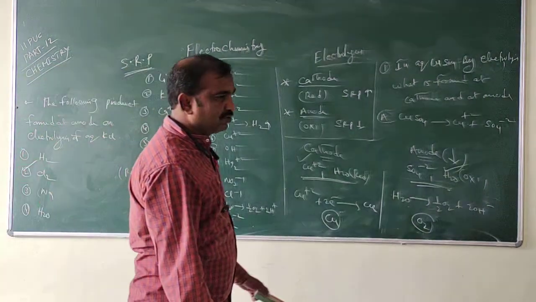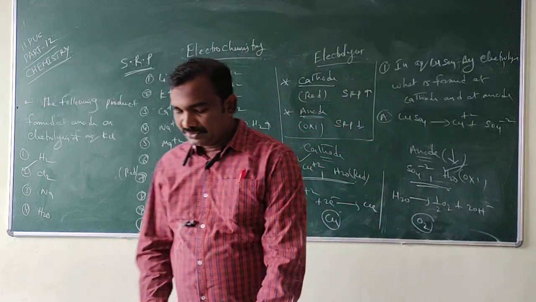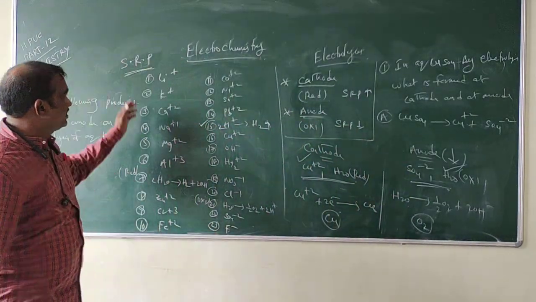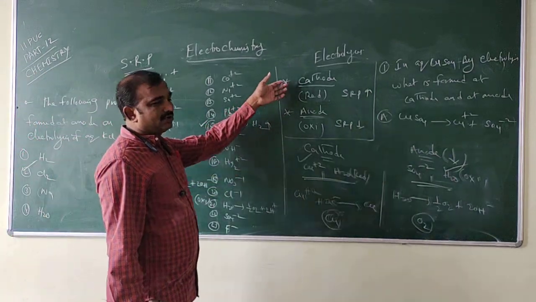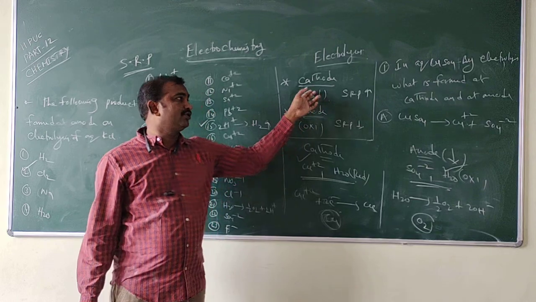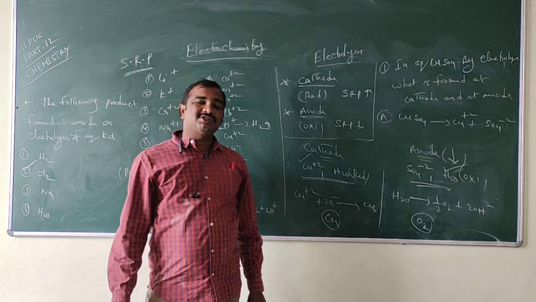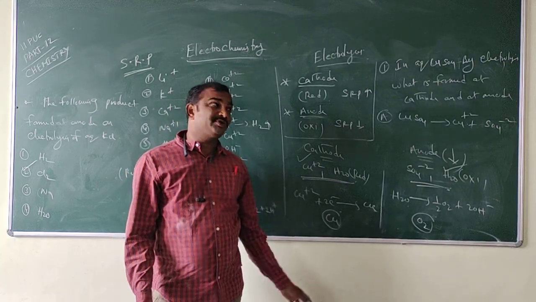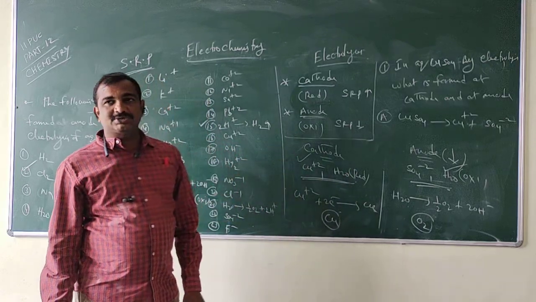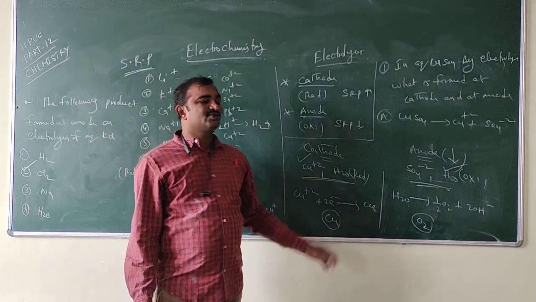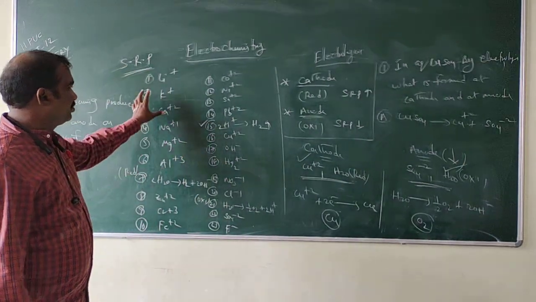So finally, on electrolysis of aqueous salts, what products are formed at cathode and what products are formed at anode? These questions are very, very important. We have to do only one thing: remember this SRP value series. The cathode you don't need to remember, because at the cathode reduction takes place, gaining of electrons, which means the SRP value is more. Anode oxidation is losing of electrons, so the SRP value is low.